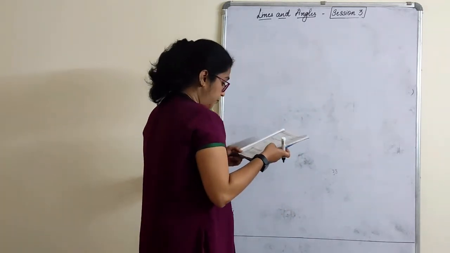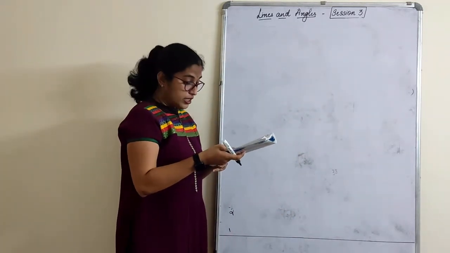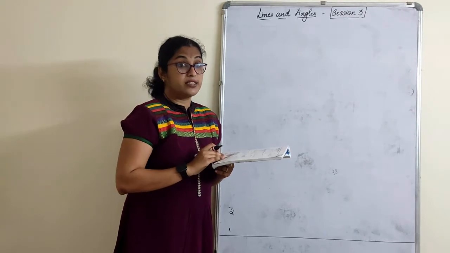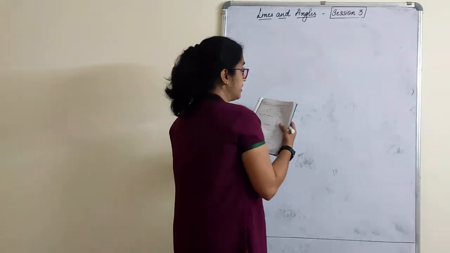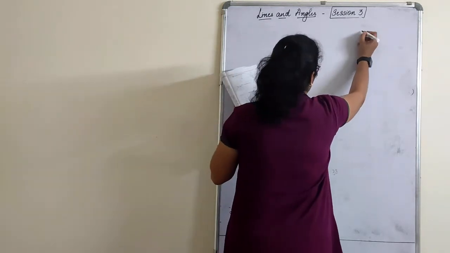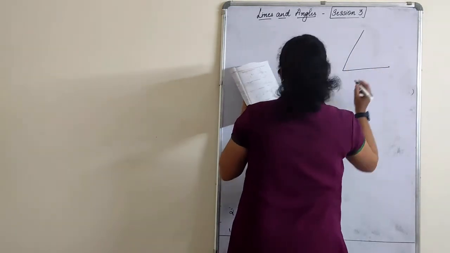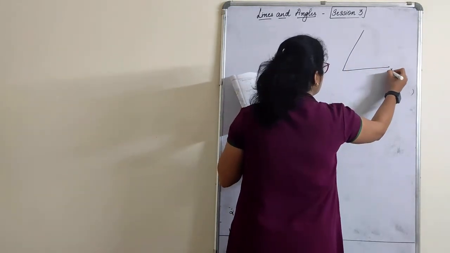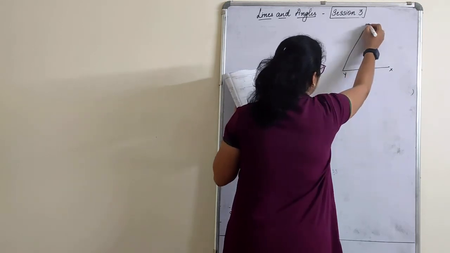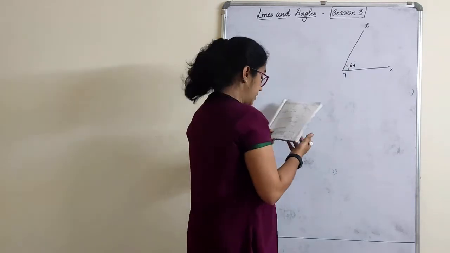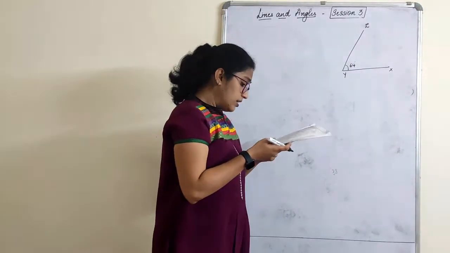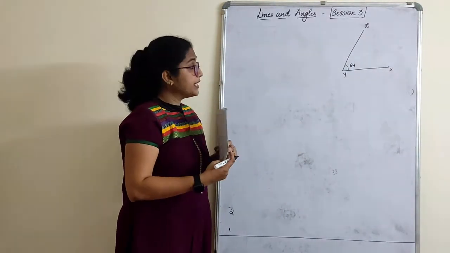And the last one, the figure is not given. We need to draw the figure by understanding the question. Angle XYZ is 64 degrees. First, let us draw that with respect to what they have given. So, XYZ is how much? 64 degrees. Next, XY is produced to point P.